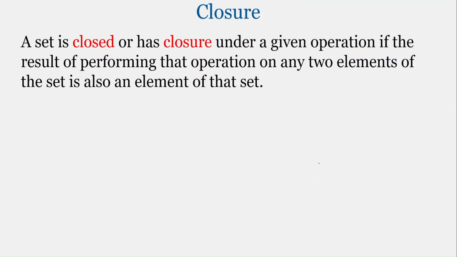The last property we're going to look at today is closure. A set is closed or has closure under a given operation if the result of performing that operation on any 2 elements of the set is also an element of that set. We talked about closure when we talked in our first lesson about sets.